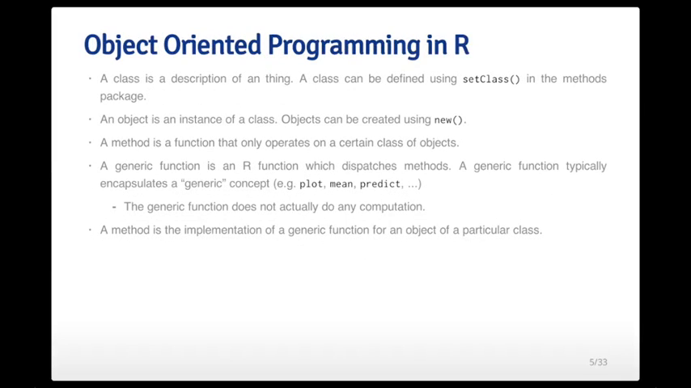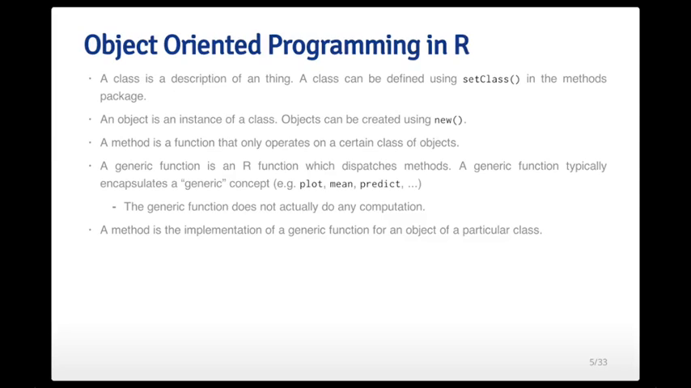So the basic idea in object-oriented programming in R is that you have classes and you have methods, as you may have guessed already. A class is basically a description of something, and the thing will usually be some new thing, like a new data type or a new idea. A class can be defined using the setClass function in the methods package. And then you have objects, which are instances of that class. Objects can be created using the new function, although often they can be created using other types of functions. Then a method is a function that operates on a certain class of objects. So methods are functions that are specific to certain classes.